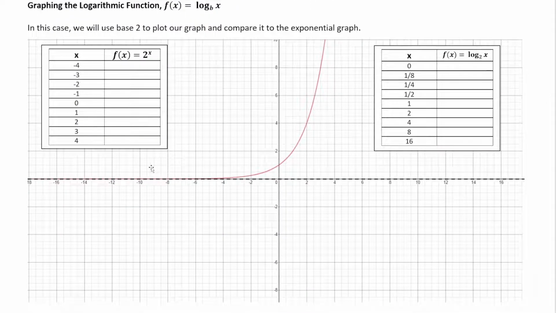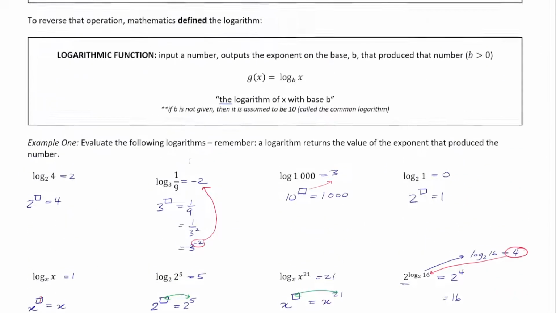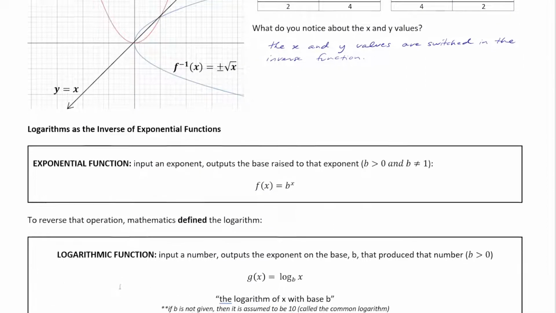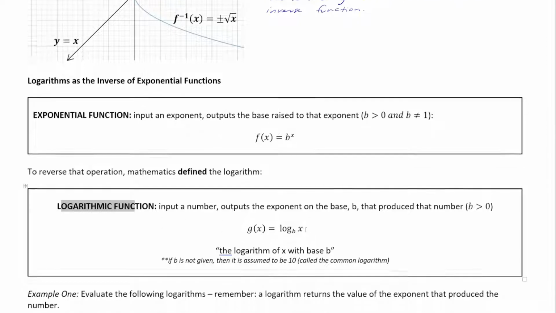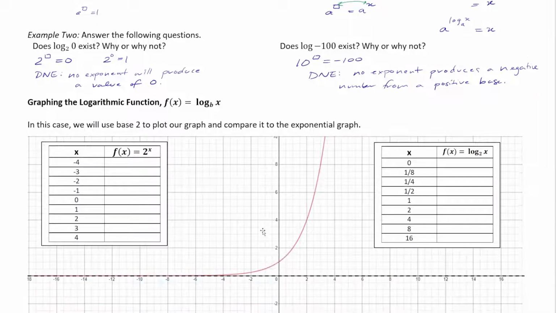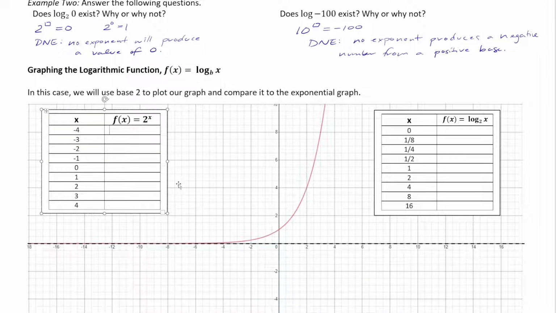We're going to start by looking at the graph of the logarithmic function, and for that we're going to look at the exponential function, because remember what we said up here, that the logarithm is simply the inverse of the exponential function. With the exponential function, you input the exponent and it gives you what that value is. The logarithm outputs the exponent, so it gives you back the exponent. Okay, so we put in some numbers here. So 2 to the negative 4, this is on the exponential function, right? That's the exponential function right there.